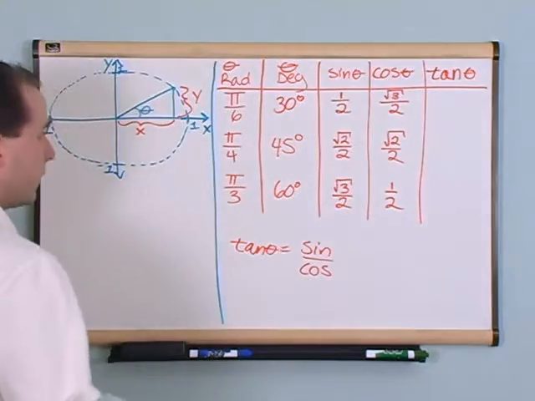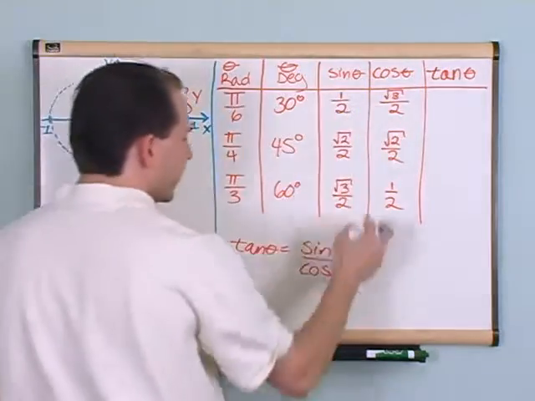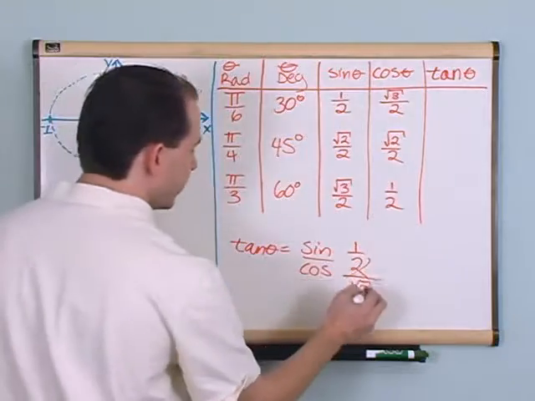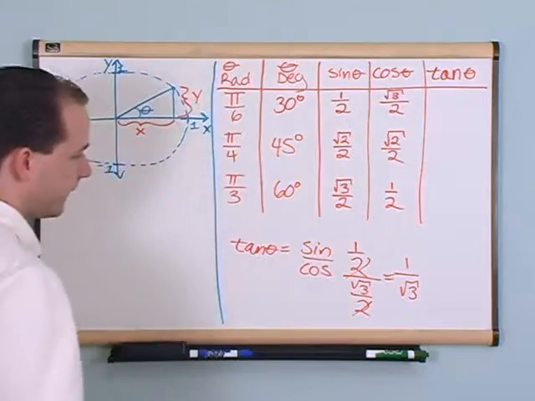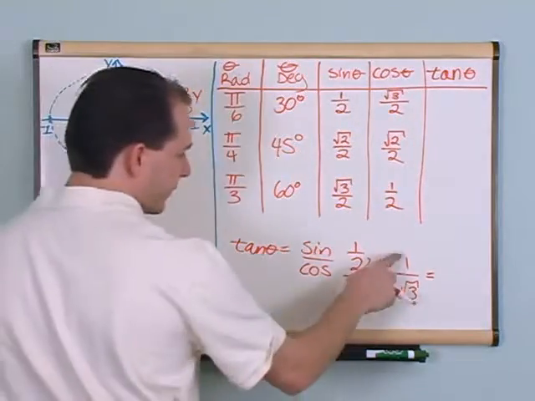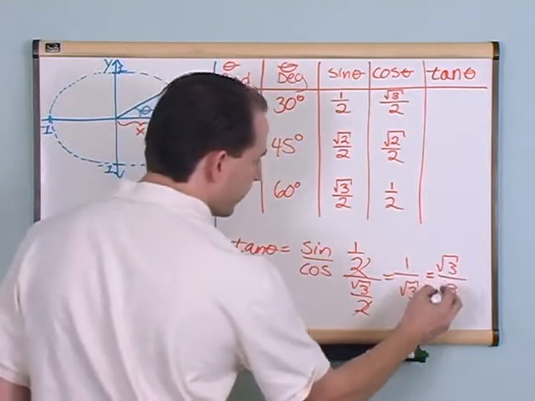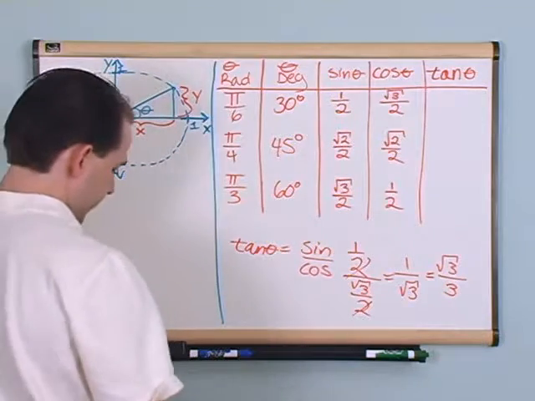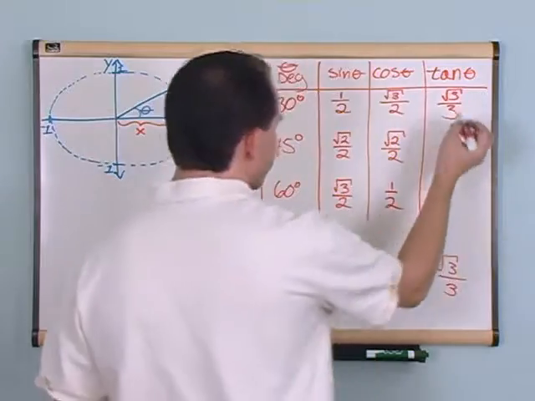Okay? So sine is 1/2. You divide it by cosine, which is square root of 3 over 2. The 2's cancel, and you have 1 over square root of 3. Okay? But mathematicians don't like this square root of 3 in the denominator, so you multiply top and bottom by root 3, so you get square root of 3 over 3, because square root of 3 times the square root of 3 is just going to give you a 3. So tangent is just going to equal square root of 3 over 3.